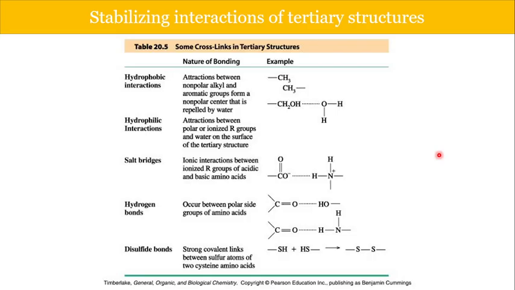Moving on to the next one, the stabilizing interactions of your tertiary structures. So we have the hydrophobic interactions, which is the attraction between your nonpolar alkyl and aromatic groups, forming a nonpolar center that is repelled by water. Then we have your hydrophilic interactions, which is the attraction between the polar or ionized R group and the water on the surface of the tertiary structure. Then we have the salt bridges, followed by your hydrogen bonds, which occur between the polar side groups of the amino acids, and then we have the disulfide bonds, which occur between two cysteine amino acids.